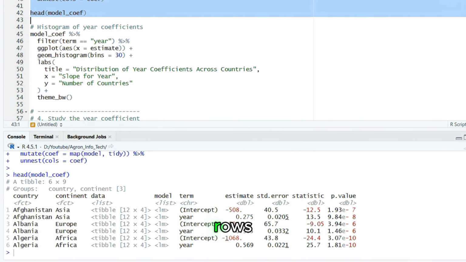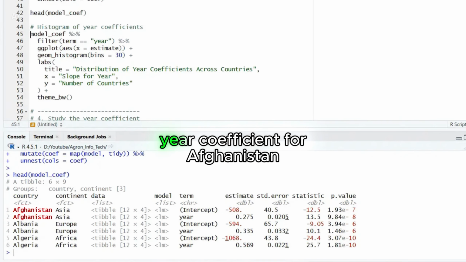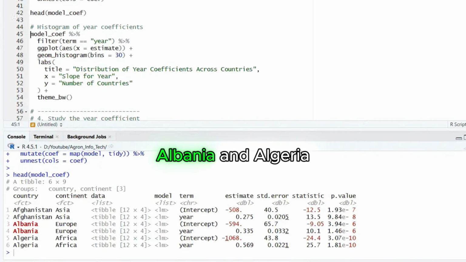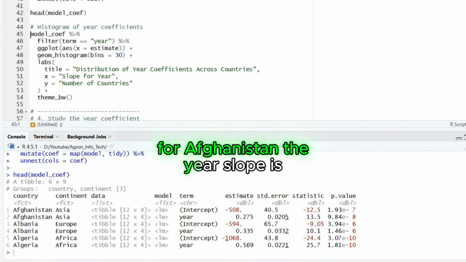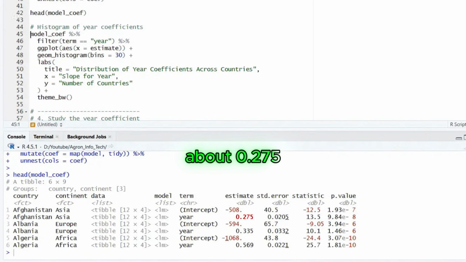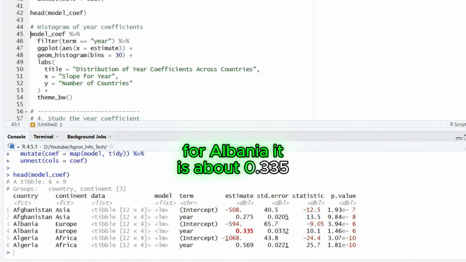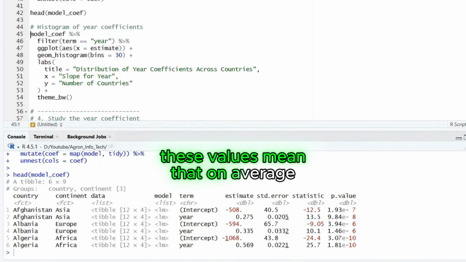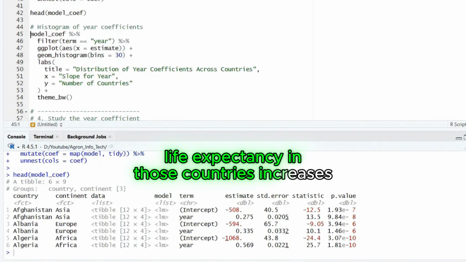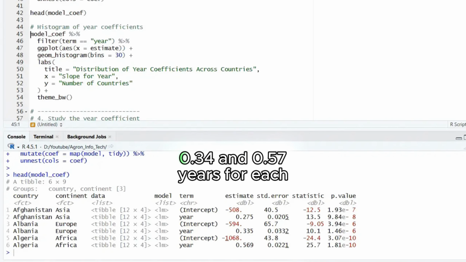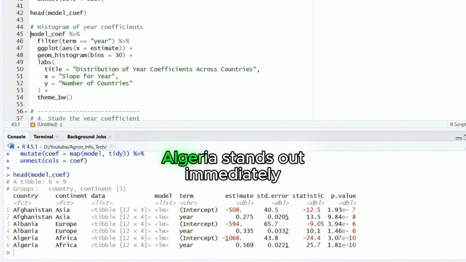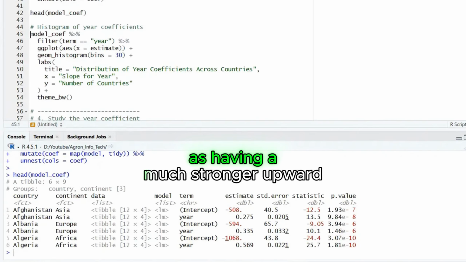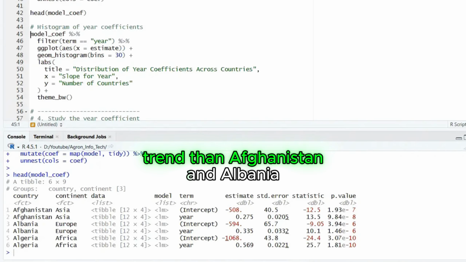When I print the first few rows, I see both the intercept and year coefficient for Afghanistan, Albania, and Algeria. For Afghanistan, the year slope is about 0.275. For Albania, it is about 0.335. For Algeria, it is about 0.569. These values mean that, on average, life expectancy in those countries increases by about 0.28, 0.34, and 0.57 years for each 1 year increase in time. Algeria stands out immediately as having a much stronger upward trend than Afghanistan and Albania.